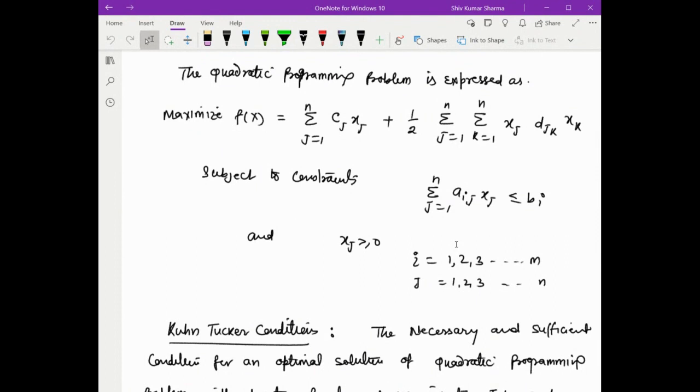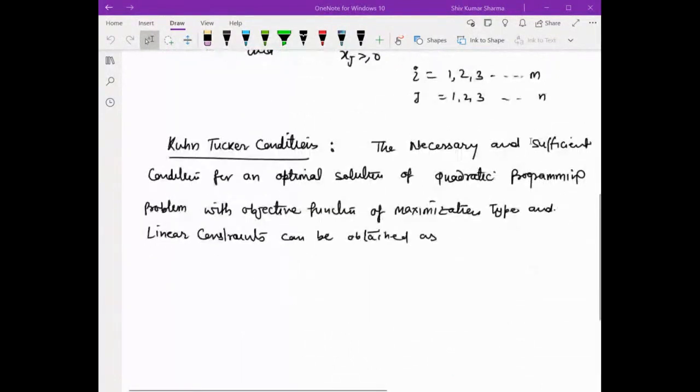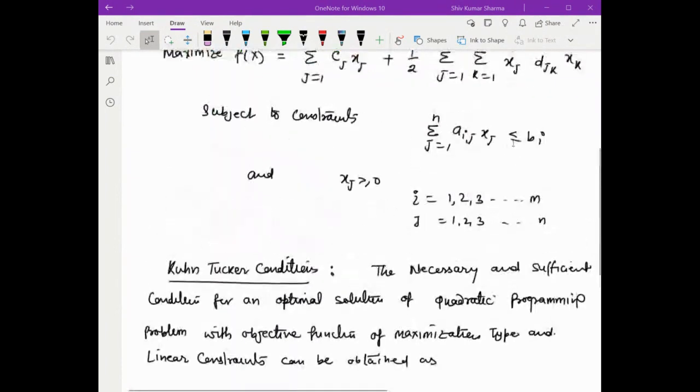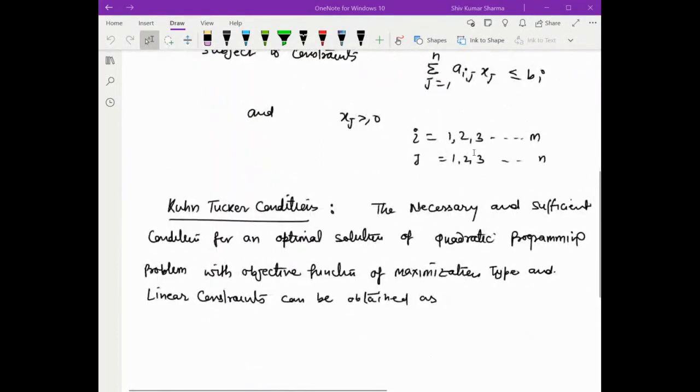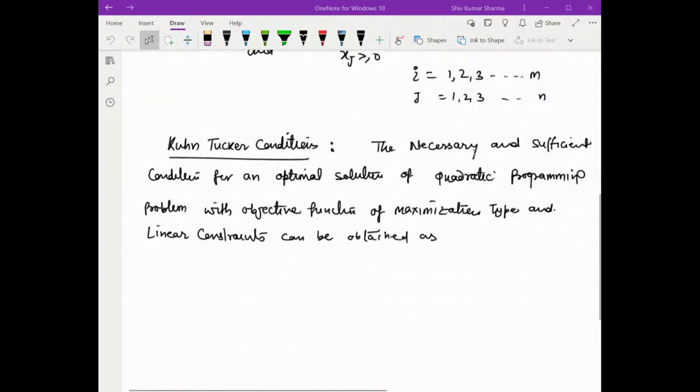Here we understand the QPP, that means the objective function is maximization and constraints are in linear form. So first we write the Kuhn-Tucker condition. The Kuhn-Tucker conditions, we already studied, are both necessary and sufficient. Here we see that the problem has a less than or equal to sign. That means we introduce the slack variable. So we write the steps. You remember all the steps.